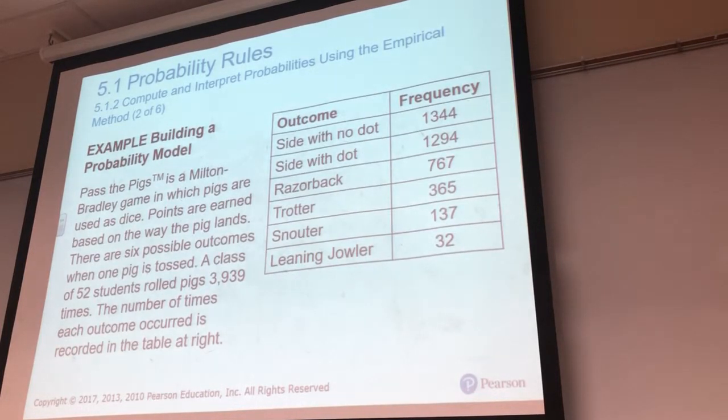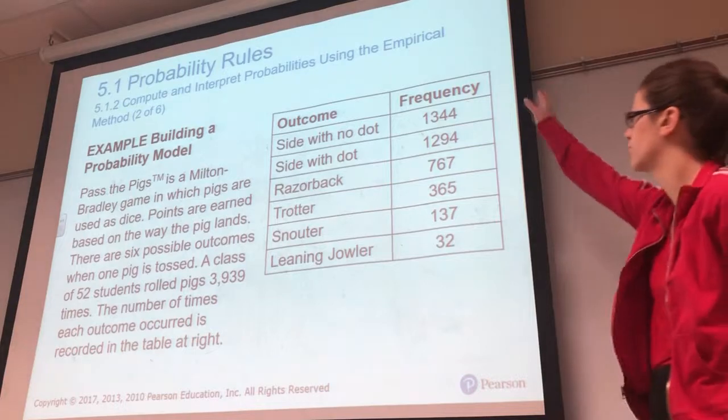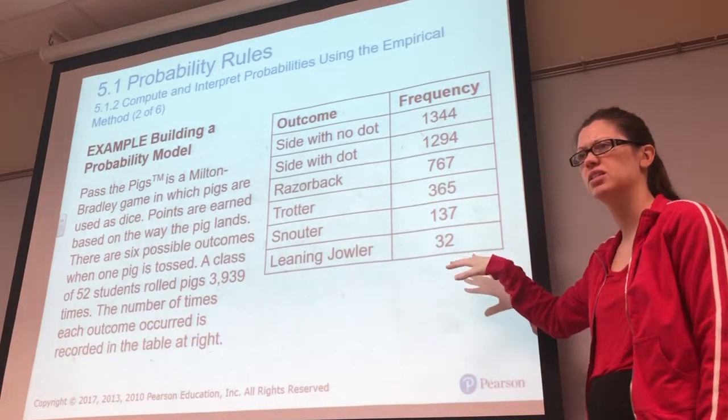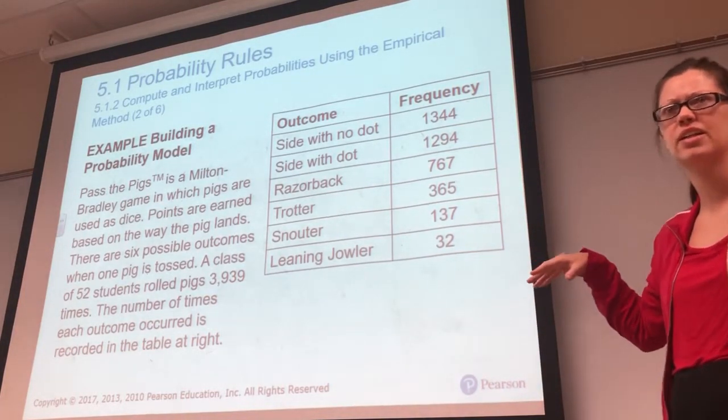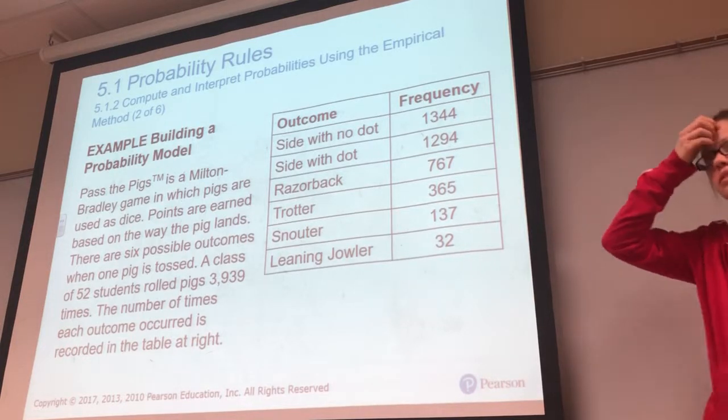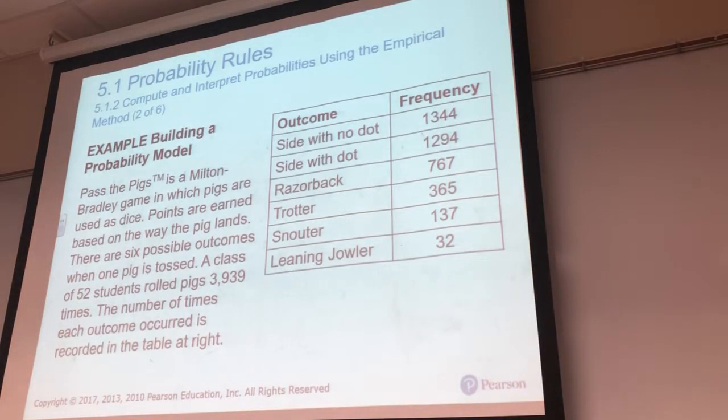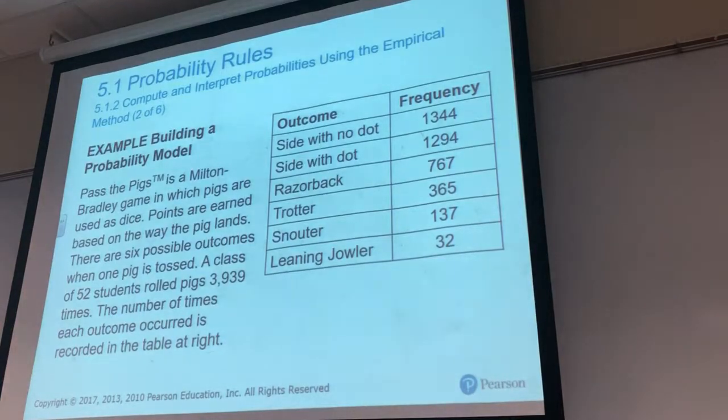We left off with the empirical rule. We have this pass the pigs where we've got our frequency right here. Did we do anything with this? Did we find relative frequency or anything like that? So this one is the same thing as finding the relative frequency when we're finding the probability.